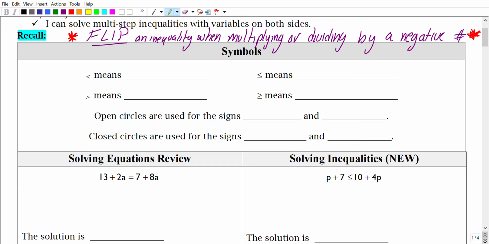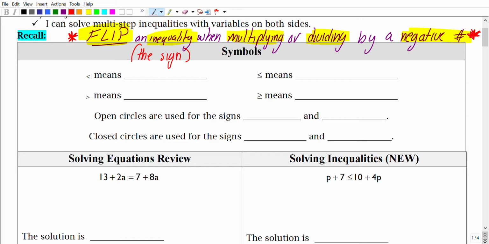So let me highlight a few things here. We flip the inequality when we multiply or divide by a negative number. By flipping the inequality, all I really mean is we're going to have to flip the sign. So if it was a less than, it turns into a greater than, and if it was a greater than, it turns into a less than.